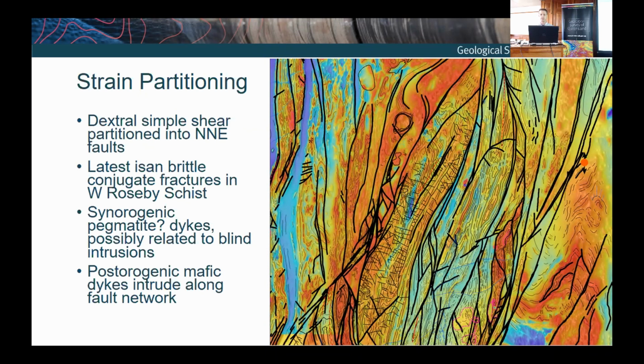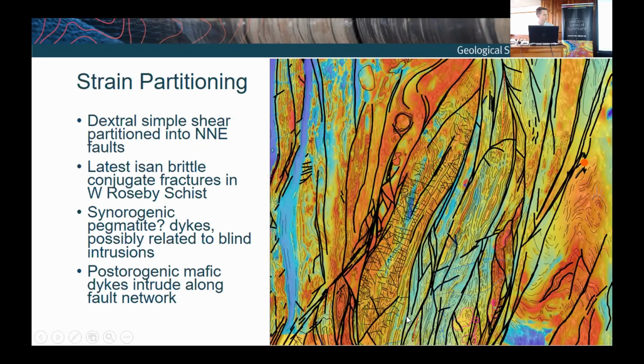Interesting, in the latest Isan, the D4, D5s, we see some of these brittle conjugate faults up against the west, up against the Cameron fault here. We also see in this region quite a lot of syn-kinematic pegmatite or felsic dikes, and a couple of these might be related to some of these interpreted blind intrusions.